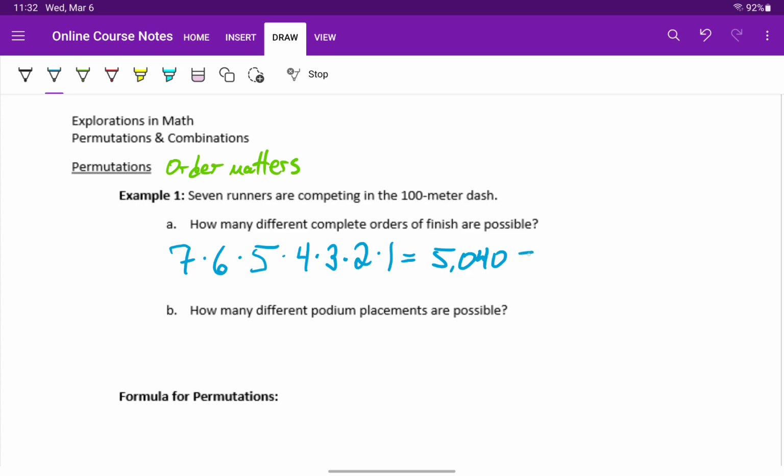Another way of representing that same value is to use factorial notation, which is an exclamation mark. So this factorial symbol means we take that number, in this case 7, multiply it by one number less, multiply it by one number less, and so on until we get all the way down to 1.